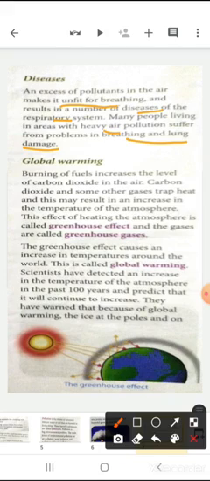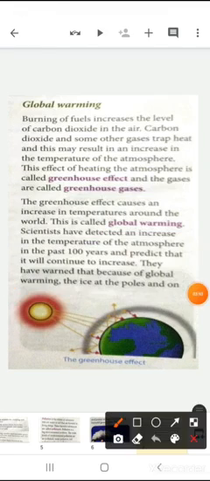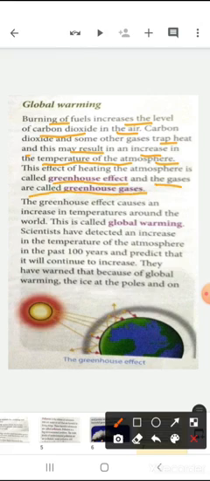Now we have global warming. The next topic is global warming. Burning of fuels increases the level of carbon dioxide in the air, and carbon dioxide and some other gases trap heat, and this results in an increase in the temperature of the atmosphere. This effect of heating in the atmosphere is called the greenhouse effect, and the gases are called greenhouse gases. This is the greenhouse effect.